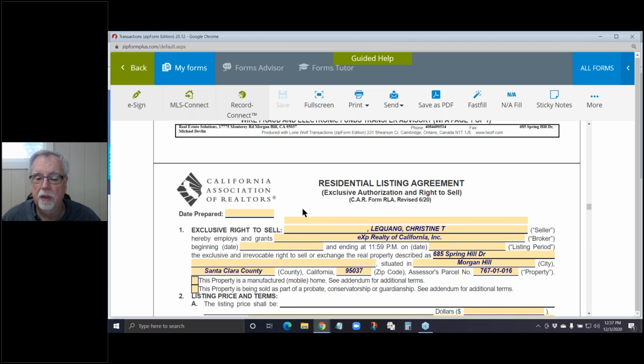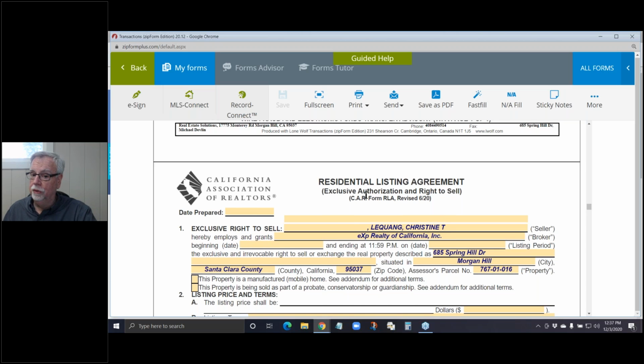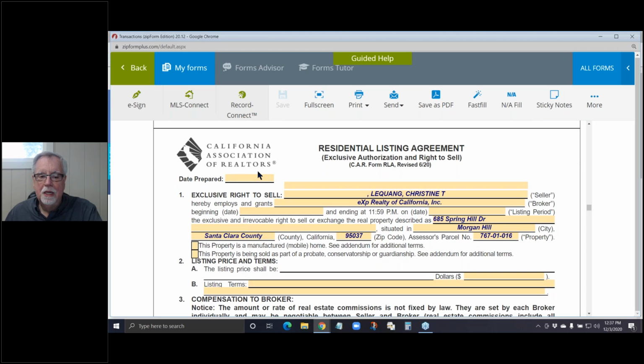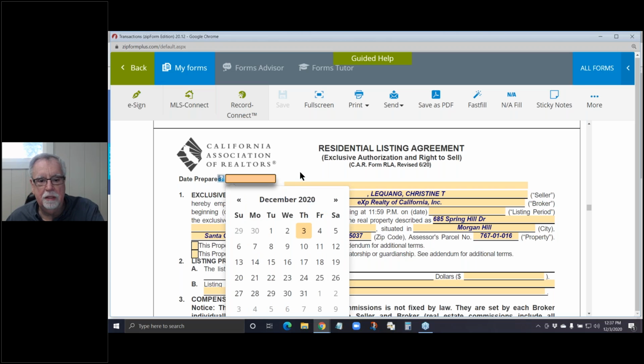All right. And as I said, the import from RPR isn't perfect. We would need to clean that up a little bit in order to make it the right names and things like that, but we're not going to worry about that right now. Date prepared. We're going to start at the beginning. Now, I've been asked many times, should that be the day that the listing agreement begins? And the answer is not necessarily. Date prepared just means the date you prepared it.